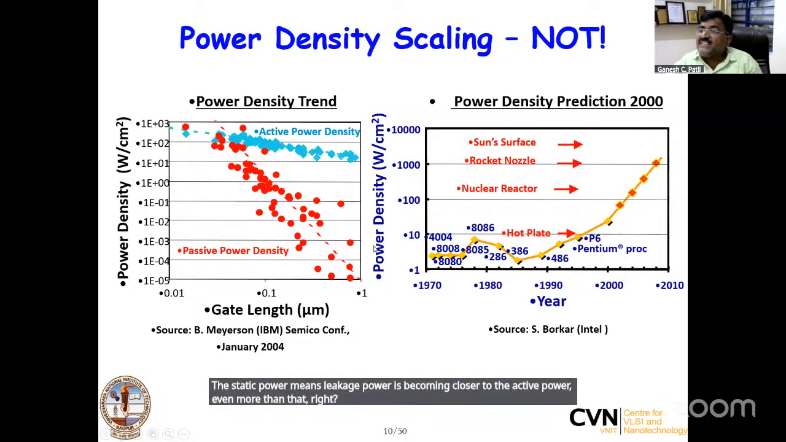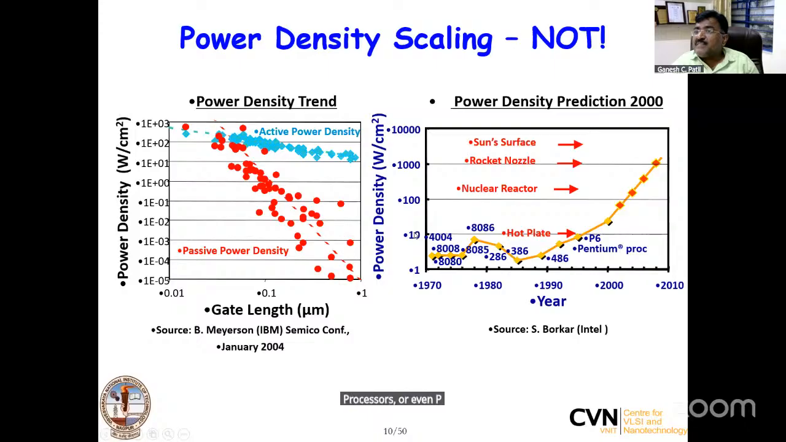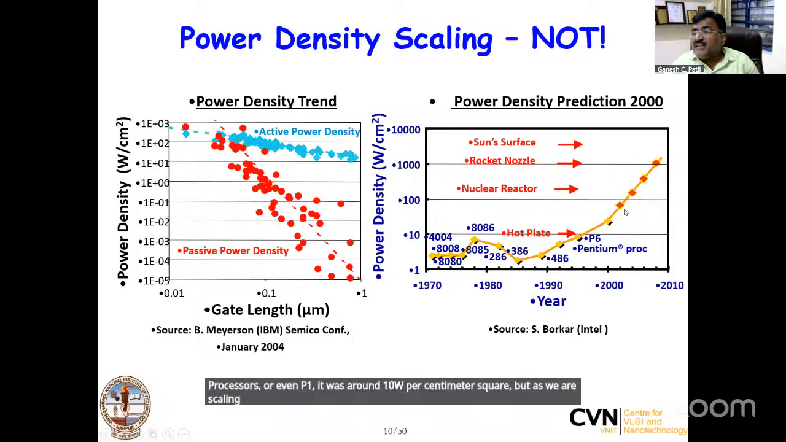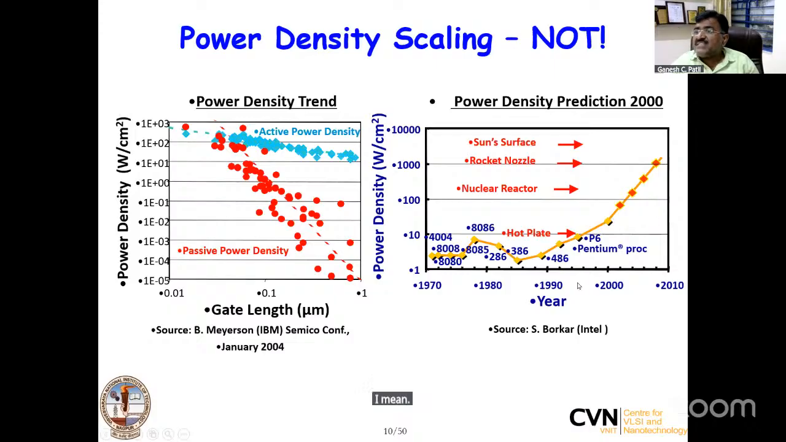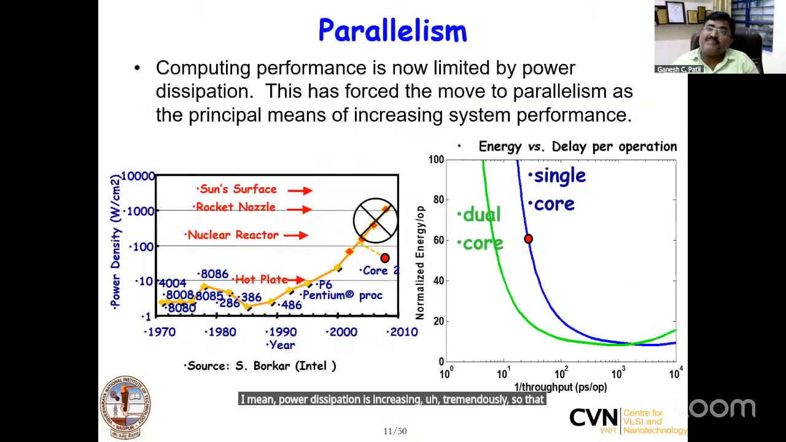So the power density change is the major challenge. You could see here, when we are talking about 4004 processors or even P1, it was around 10 watts per centimeter square. But as we have gone scaling down, the power dissipation is increasing tremendously. So that is the major challenge.